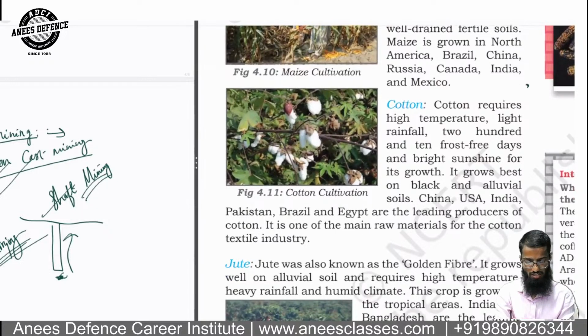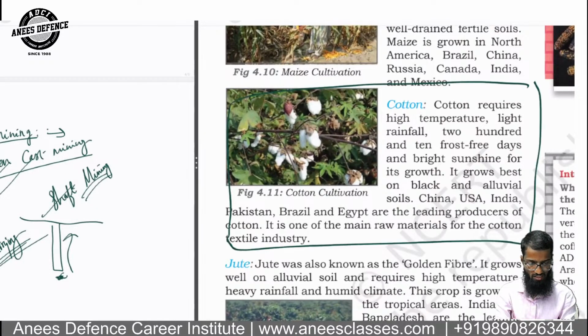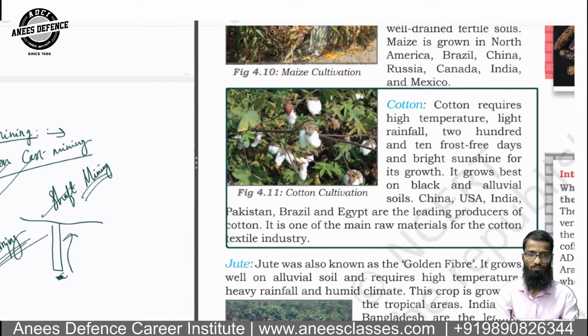Cotton, this question was asked in NDA exam 2023. Okay, so cotton requires high temperature, light rainfall, 210 frost-free days, and bright sunshine for its growth. Important: 210 days, who needs them? Cotton needs them. It grows best on black and alluvial soil. China, USA, India, Pakistan, Brazil, Egypt are the leading producers.